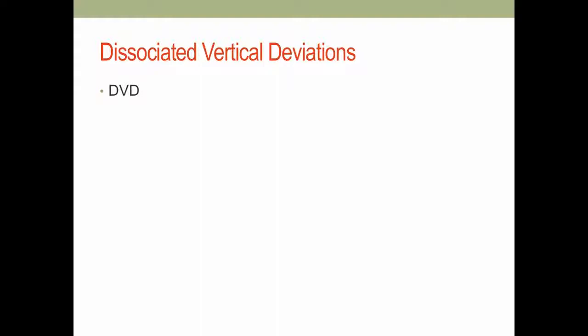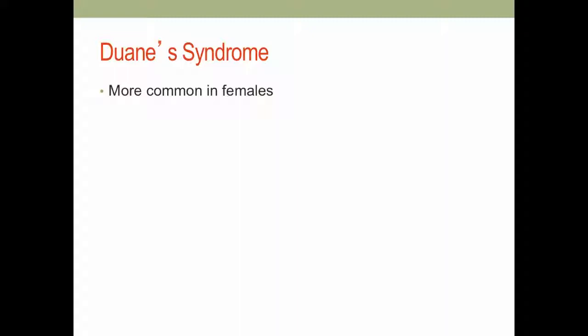Just leave them alone. Here's a classic one where the right eye goes up with left eye fixating. Left eye goes up with right eye fixating. They can be either intermittent or they can be constant. They never, never develop normal binocular vision.